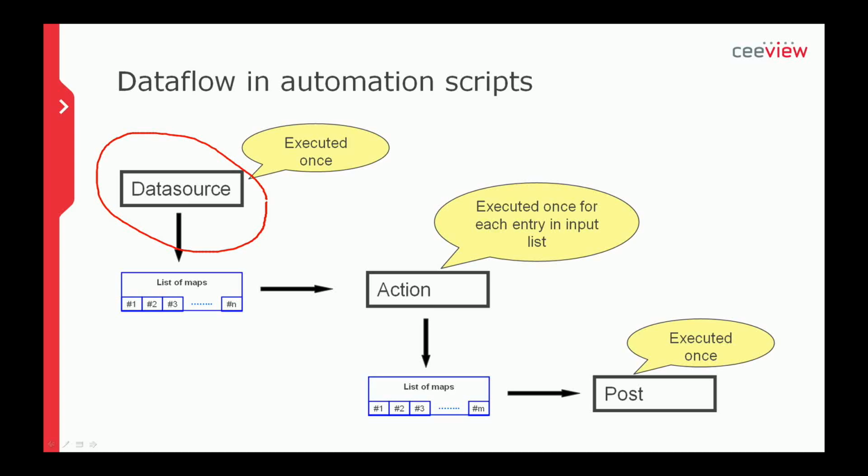Each time the action script executes, it appends an entry or a map to the list, which is its output argument. And this list of maps or entries is passed to the post script. The post script is executed once only and is normally used to summarize the actions that have been taken during the automation job, and sending this summary to users using, for example, email, or to Ceeview users or Ceeview teams using Ceeview notification.